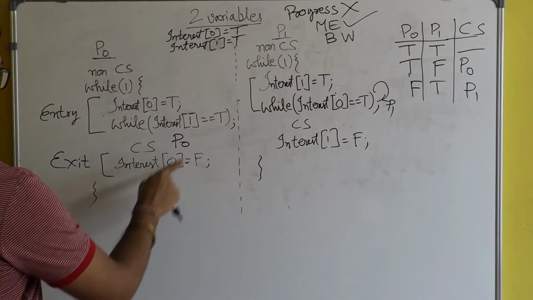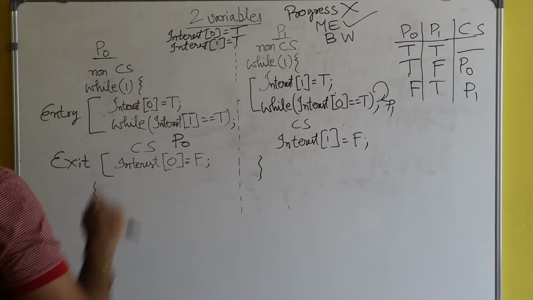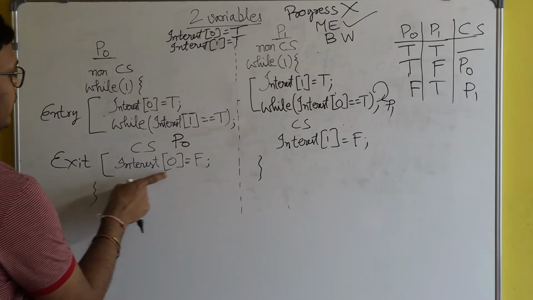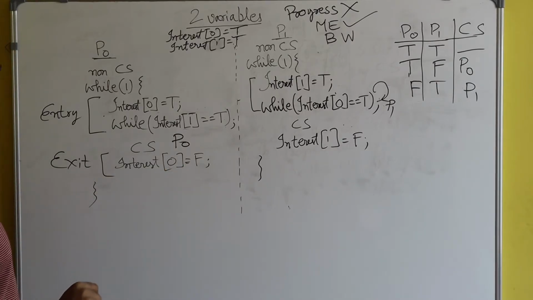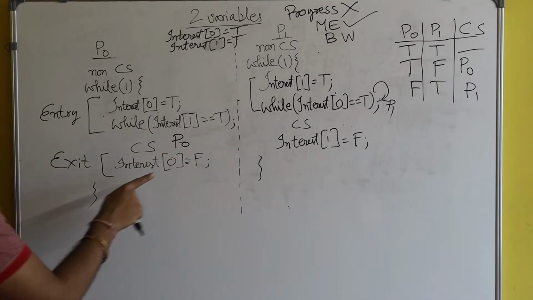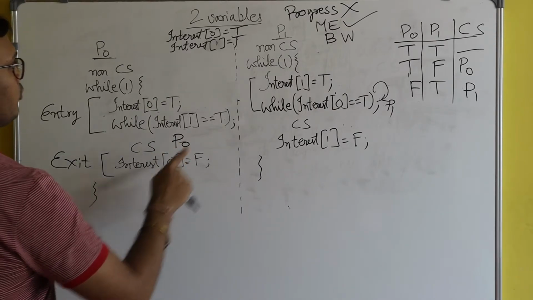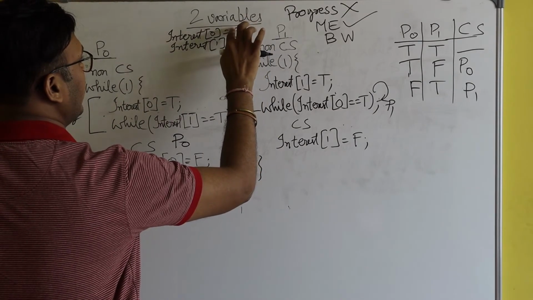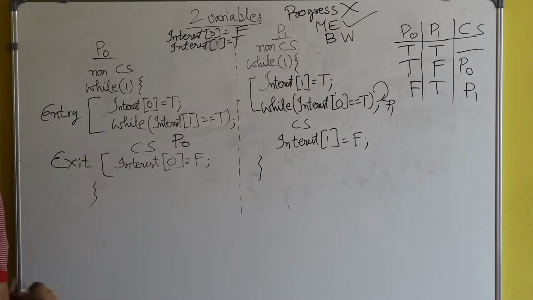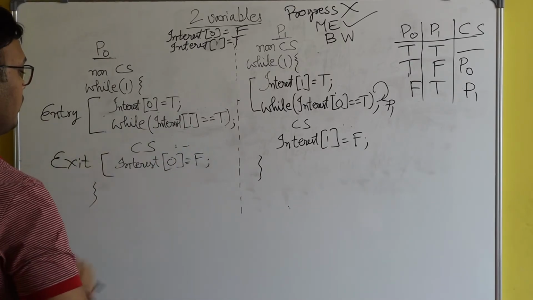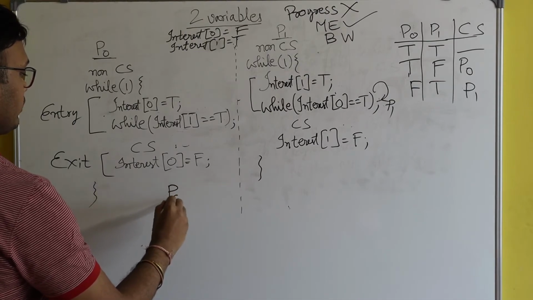Now suppose the task of P0 is over. So P0 will execute this line, interest of 0 is equal to false. Fine. So P0 has executed this line, interest of 0 is equal to false, which indicates that P0's task is over and P0 is not interested to enter inside the critical section. So after the execution of this line, P0 came out from the critical section.